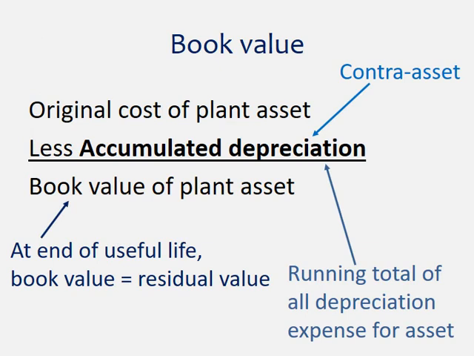The book value of a plant asset is its original cost less accumulated depreciation. Accumulated depreciation is a contra asset that contains a running total of all depreciation expense for that asset over its lifetime. At the end of an asset's useful life, its book value will be equal to its estimated residual value.